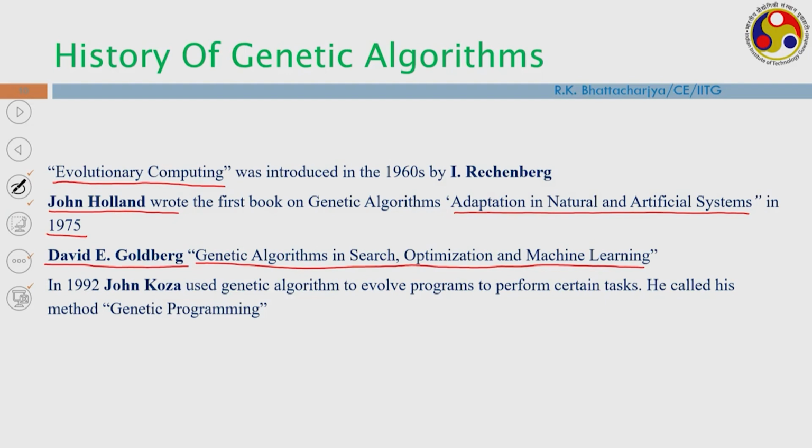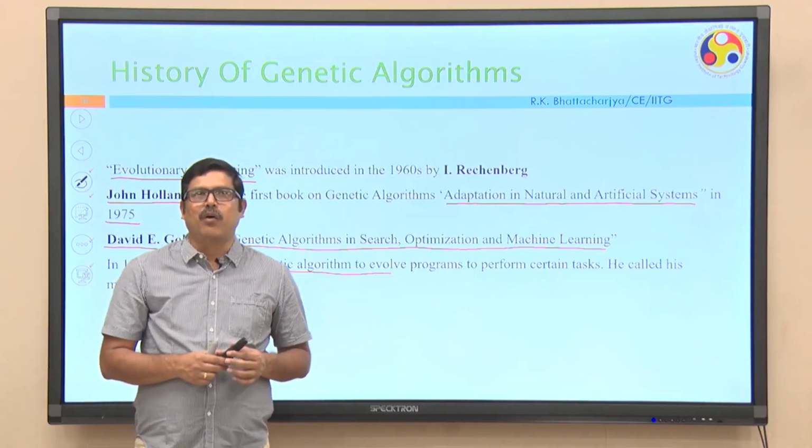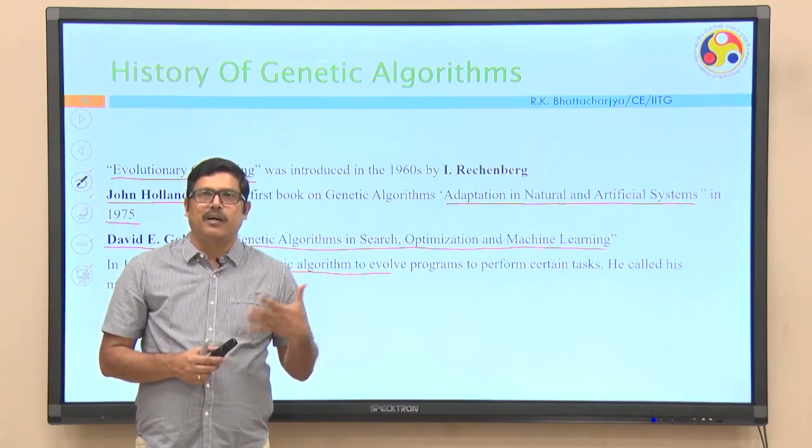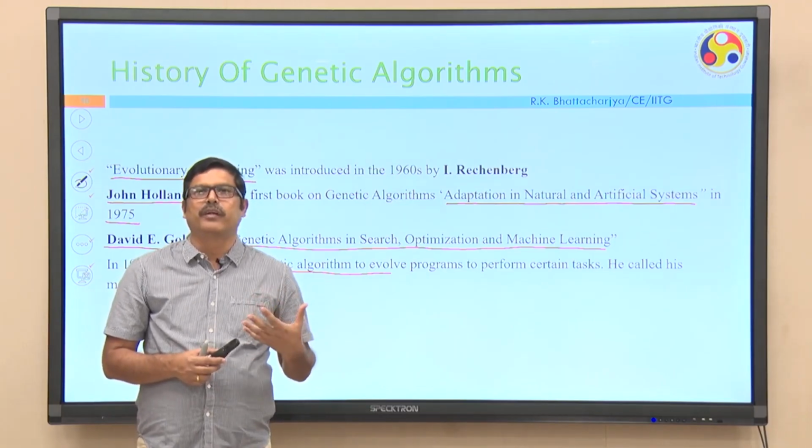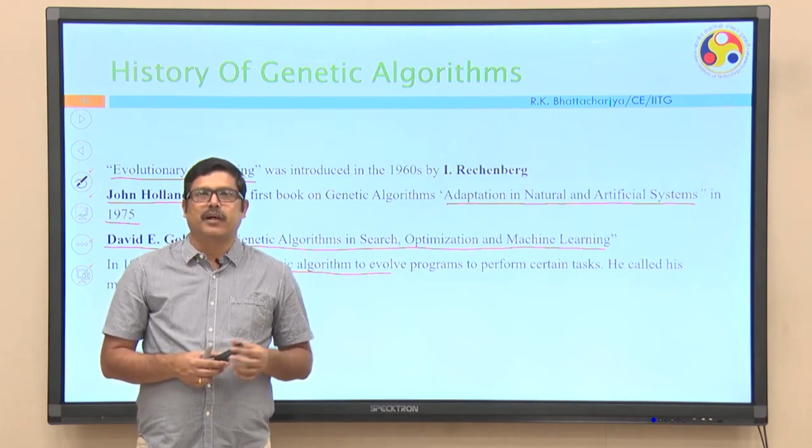There was another type of genetic algorithm, which we call genetic programming. This is not an optimization method, but it uses the principle of natural evolution. In 1992, John Koza used genetic algorithm to evolve programs to perform certain tasks, and he called that method genetic programming. So, this is how genetic algorithm has evolved, and now I think it is one of the popular methods for solving nonlinear, non-convex optimization problems.